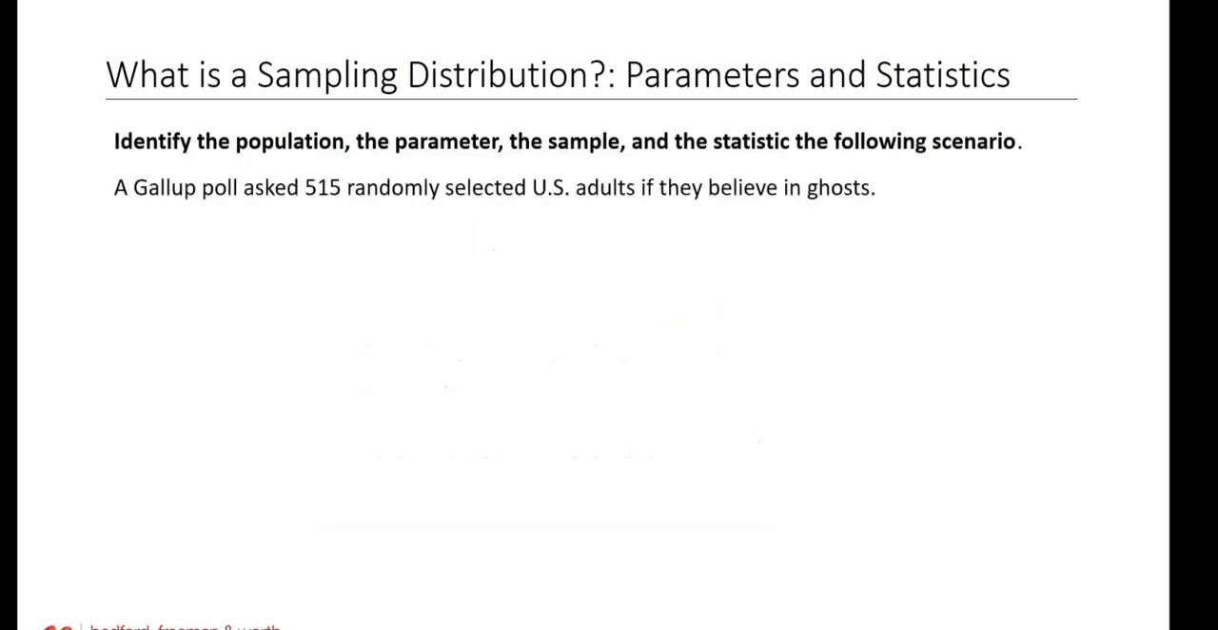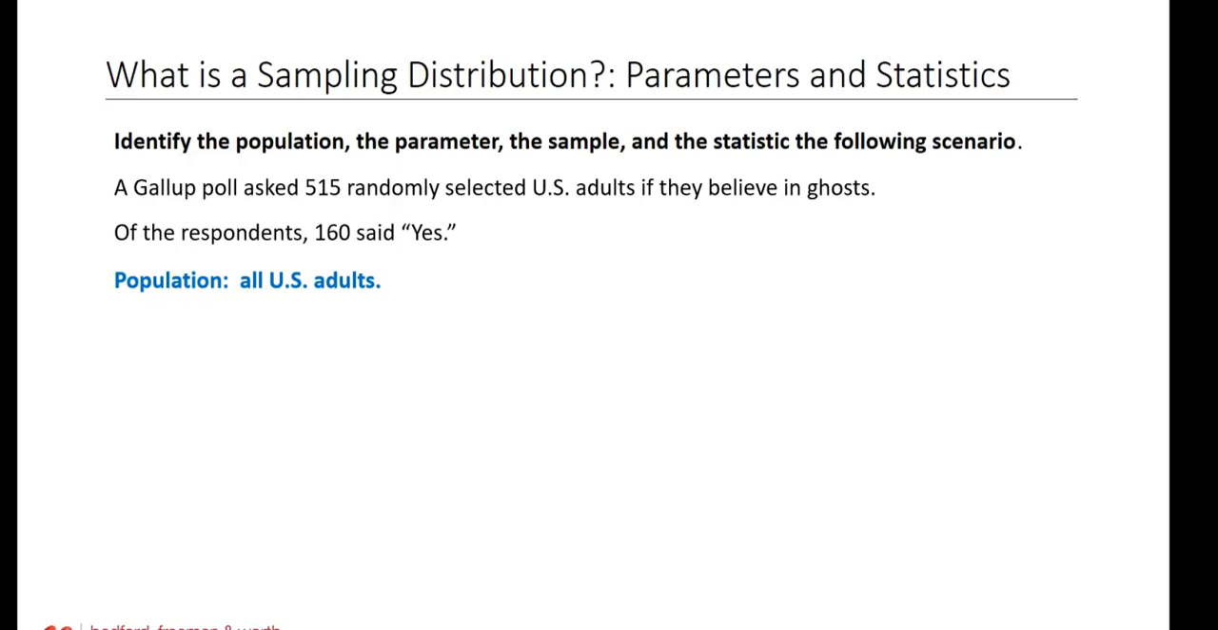Okay, let's look at this example. A Gallup poll asked 550 randomly selected U.S. adults if they believe in ghosts. Kind of an interesting question. Of the respondents, 160 said yes. What is the population? The population would be all U.S. adults, right? That's everybody. What is the parameter?